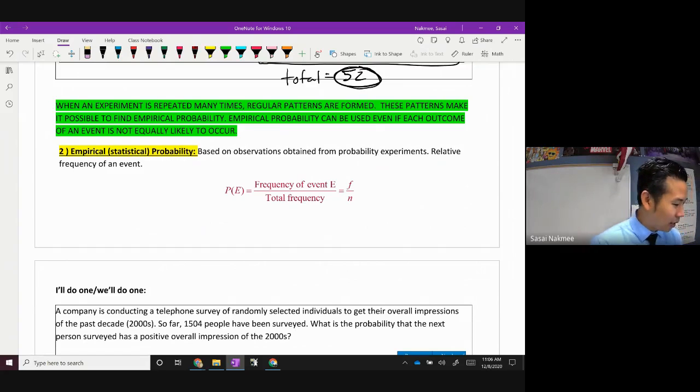Anyways, so filling out your notes. Empirical probability is very similar to classical probability, but in a sense that you don't actually count computationally. You count based off of what you observe.